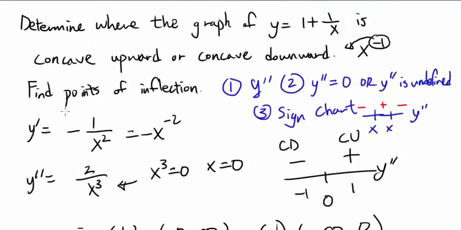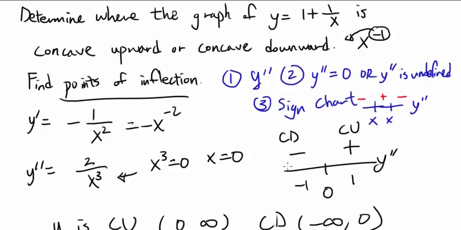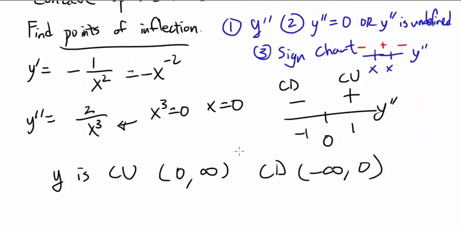Now, we also have to find the points of inflection. Points of inflection are the points on the graph of y where the concavity changes. In this case, you might say, well, isn't the point of inflection just when x equals 0? Isn't that where the point of inflection is occurring because the concavity changes? Well, yes, you are kind of right. The concavity does change at x equals 0, but this is not a point of inflection.